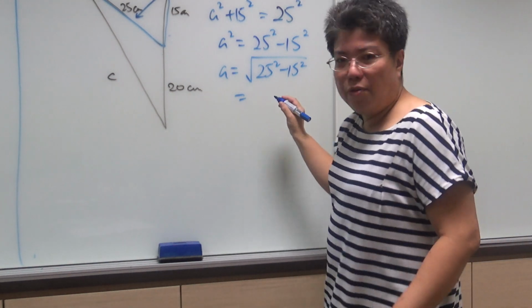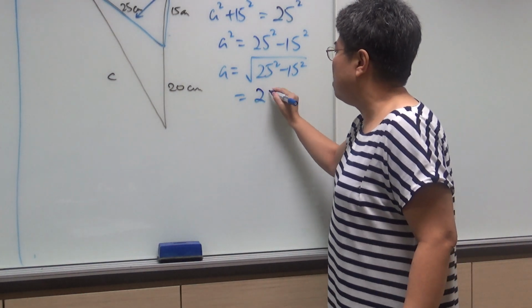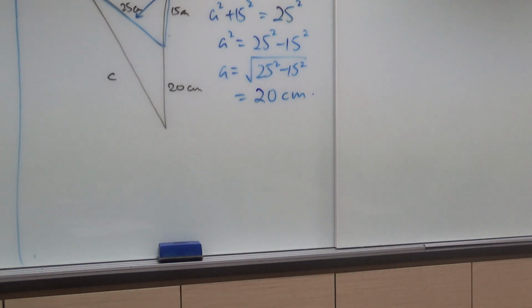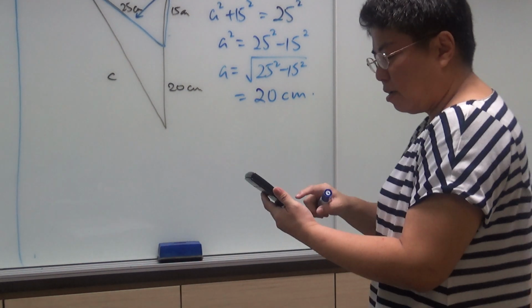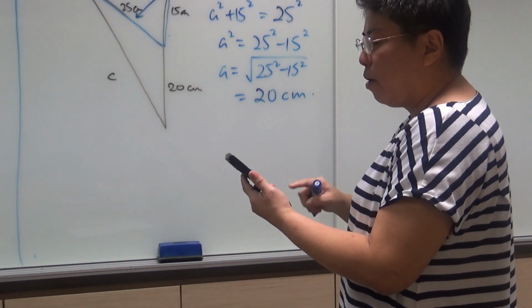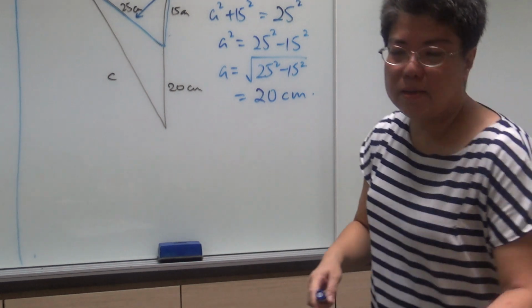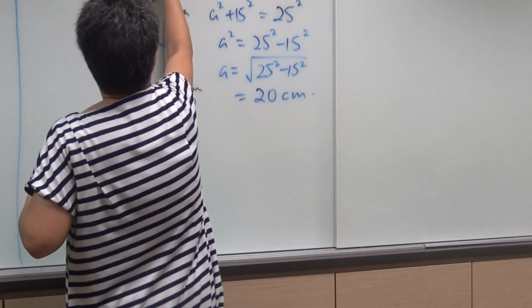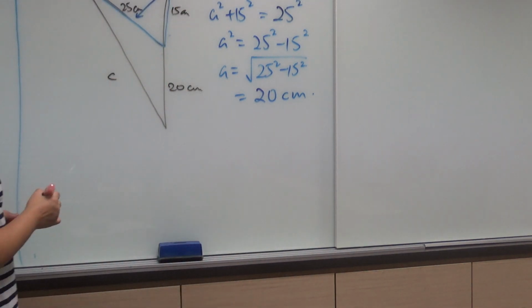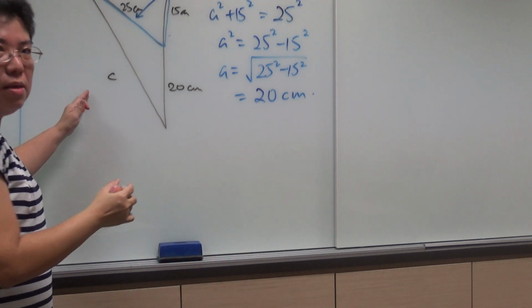Okay. Now, if you press your calculator, this will give you an answer of 20 cm exact. Try pressing your calculator. You'll realize that it gives you a 20 cm exact. So we already found A. This is our 20 cm. Alright, now how do we get C?